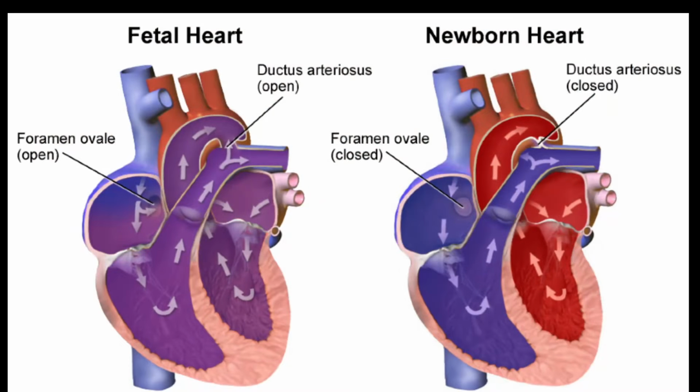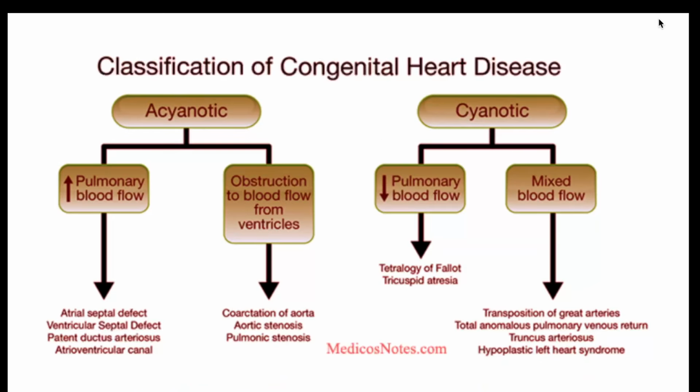Sometimes it closes on its own if we give them prostaglandins. Sometimes it doesn't, and most of the time, it's closed with a device these days. But sometimes if the anatomy is not amenable, we will close it with an open procedure. So that's the normal differences between the hearts.